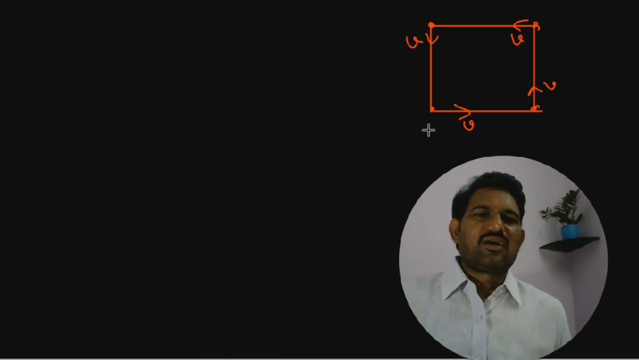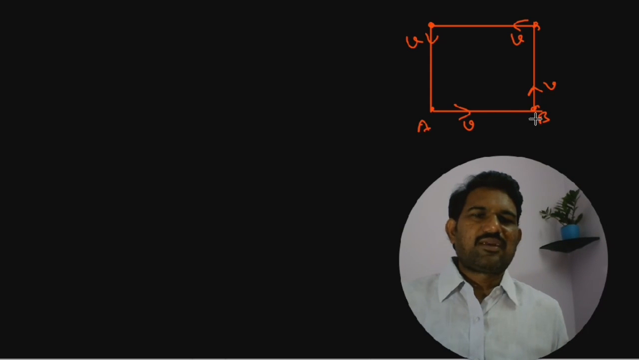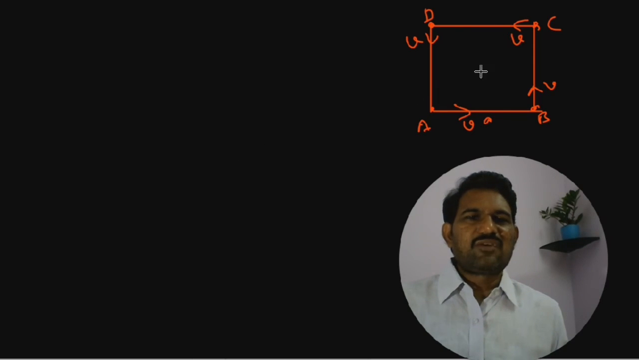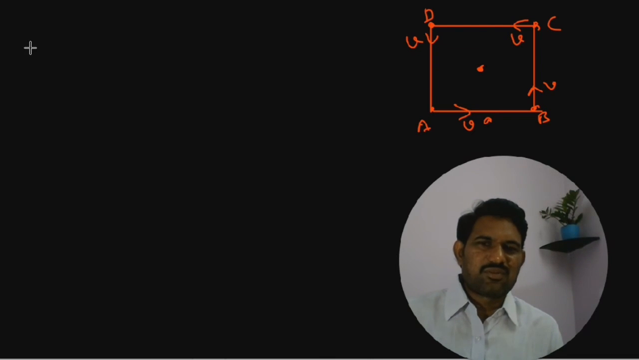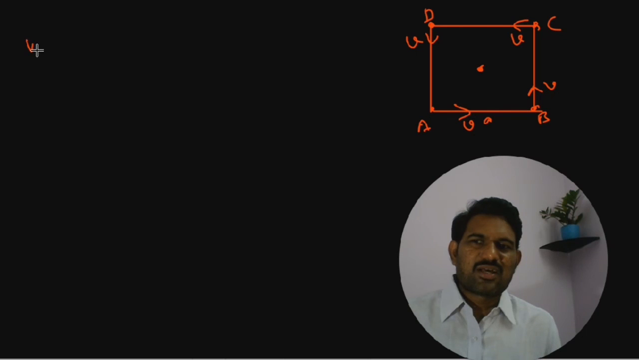Let us say this is particle A, and B, C, D are the others, and the side of the square is A. In this case also, they will meet at the center of the square. Now let us solve this by the relative velocity method. I am finding the velocity of A with respect to B.